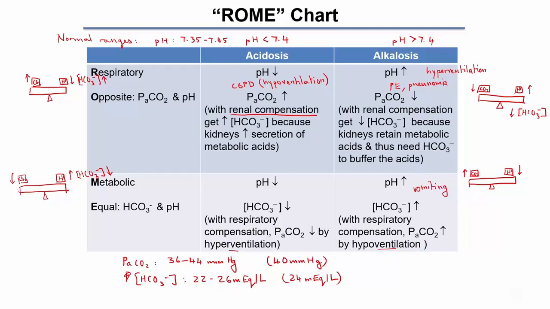So we have a deficit of metabolic acid, and hence we don't need to buffer so much acid, and the serum bicarbonate levels increase. That's a primary imbalance. So let's actually write all these primary imbalances. That's the primary imbalance. That's the primary imbalance over here.